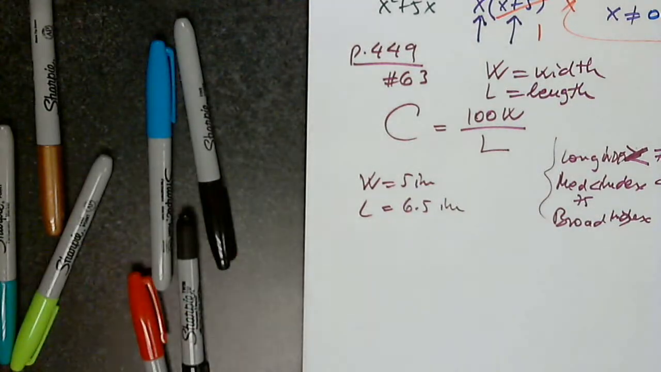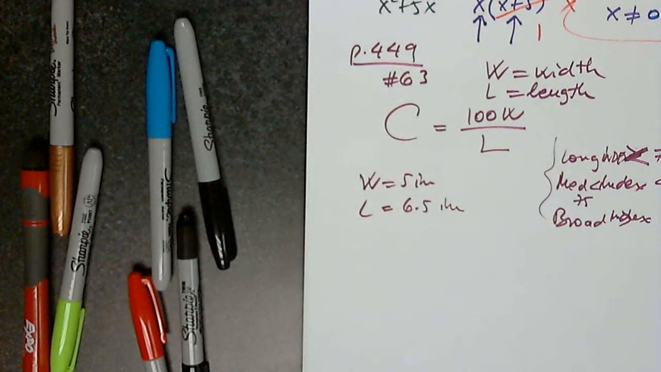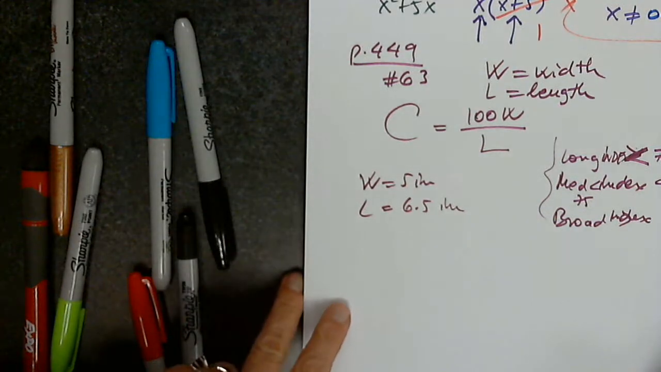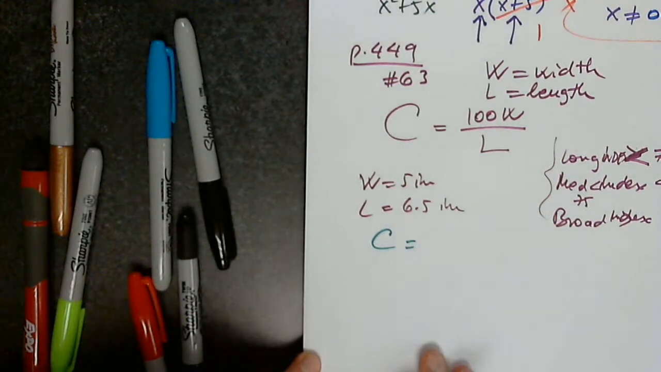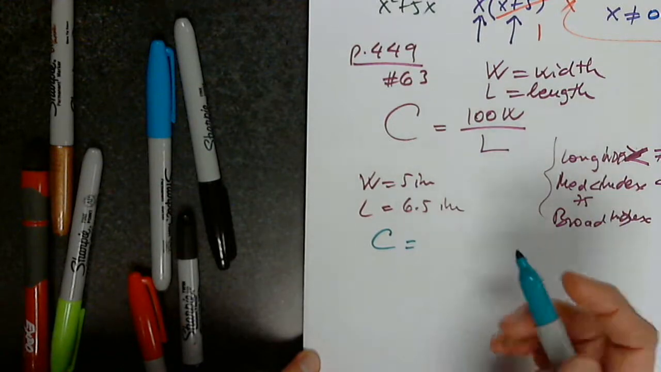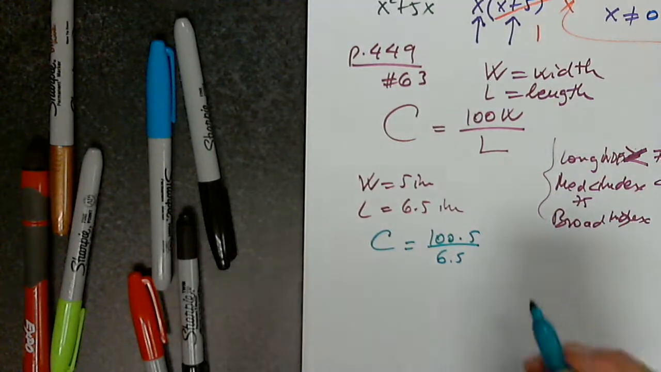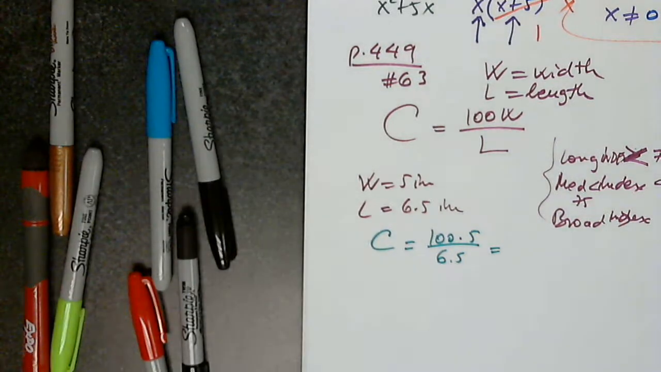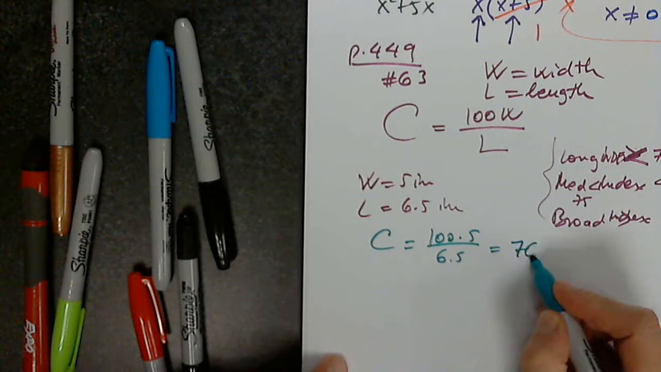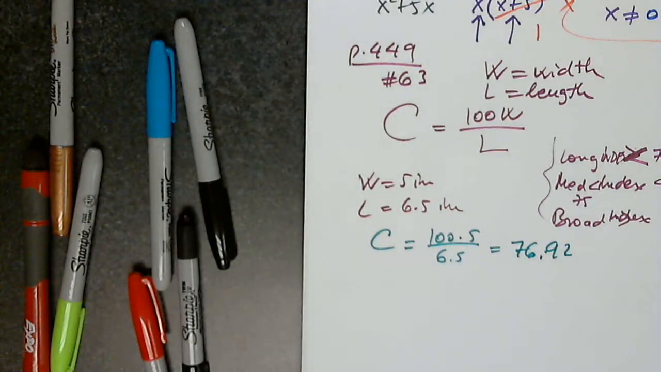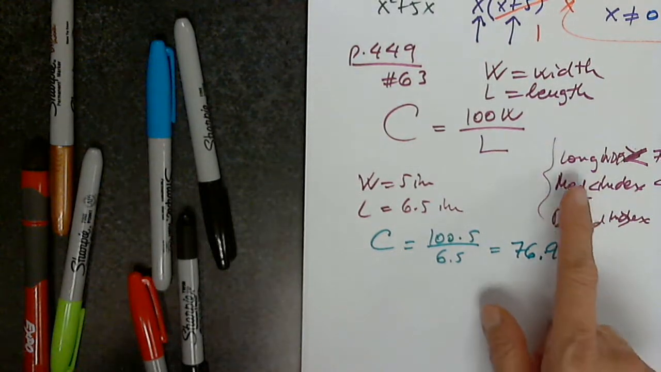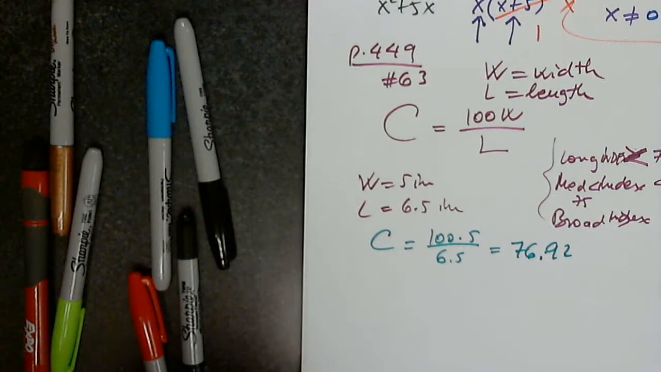What do I have to do? Any suggestions? How do I determine C? Just plug it in. Exactly. 100 times 5 divided by 6.5. And with the graphing calculator, 500 divided by 6.5, and I got 76.92. So what do we conclude? Is it long, medium, or broad? Medium. Yes.